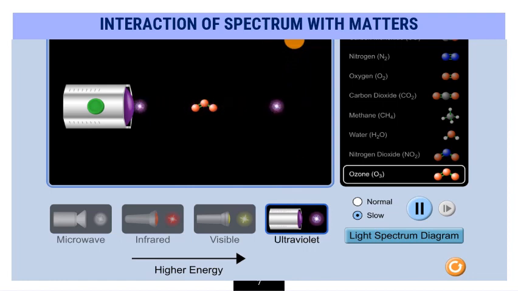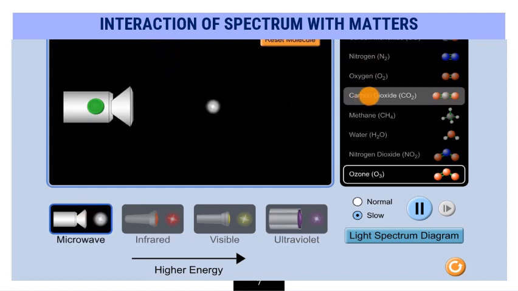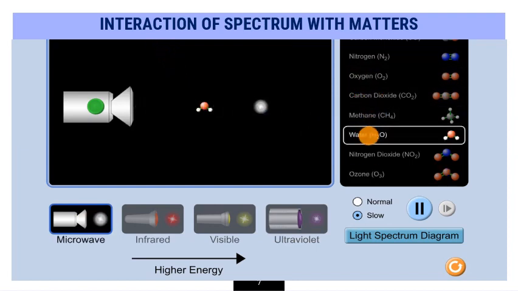So the big picture here, the big takeaway, you could have microwave radiation, which tends to change the rotational motion of a molecule. We saw that with the water molecules.